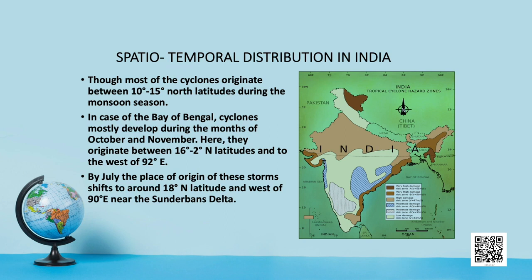They originate between 16 degrees to 20 degrees north latitudes and in the west of 92 degrees east. By July, the place of origin of these storms shifts to around 18 degrees north latitude and west of 90 degrees east, near the Sundarbans delta.